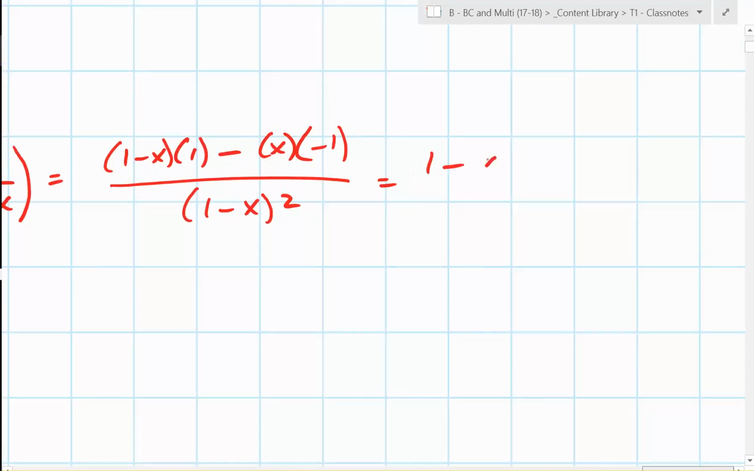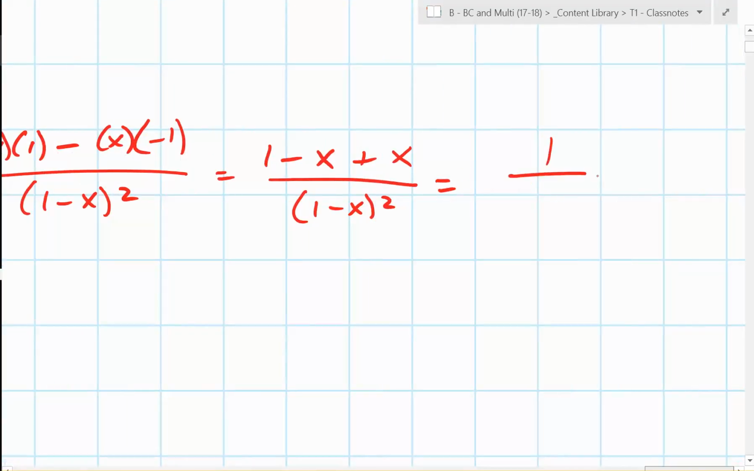You end up with 1 minus x plus 1, right? Plus x. Plus x, all over 1 minus 2x. You don't have to work it out, and you can just leave it as 1 over.